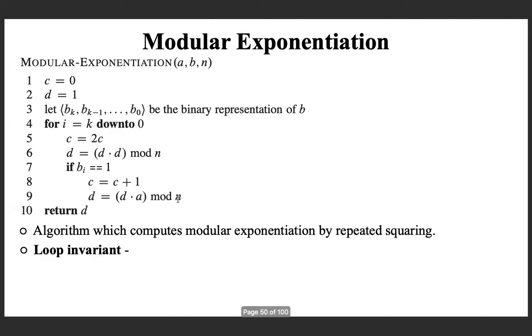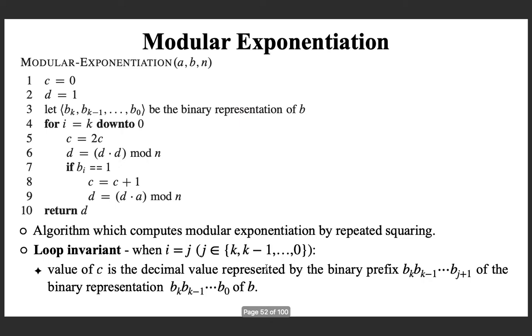Okay, we can try to see what it is doing, and to prove that it is finding a to the power b mod n, we will be utilizing a loop invariant, which is not a very simple one, which is a complex one. See that the value of i goes from k to 0. So in this set, it starts from k, it goes all the way down to 0. And take j as the current value of i. It can be any value in this set.